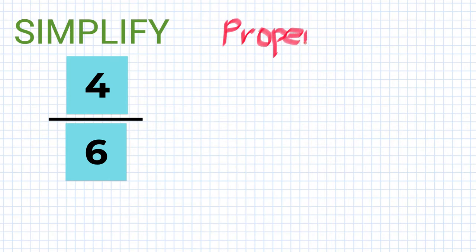Now, how to simplify a proper fraction? We need to find a number that can divide 4 and 6. Of course, 1 is always possible. How about another number? 2 is also possible. Are there any more numbers? No, there's none already. So the only numbers that can divide 4 and 6 are 1 and 2. But take note, we will use the greater number instead of the lesser one. So since 2 is greater than 1, we will use 2.